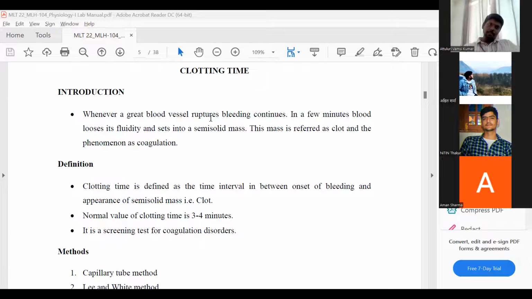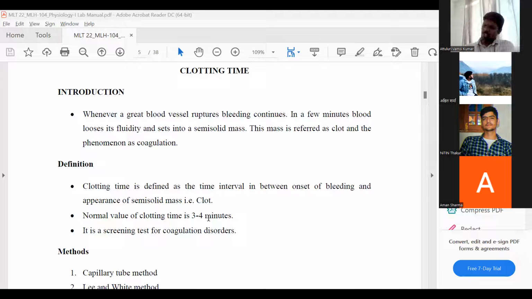When a great blood vessel ruptures, bleeding continues. In a few minutes, blood loses its fluidity and sets into a semi-solid mass. This mass is referred to as a clot, and the phenomenon is called coagulation. Clotting of blood is called coagulation, by the way. So, the definition: clotting time is the time interval between onset of bleeding and the appearance of a semi-solid mass, i.e., clot. The normal value of clotting time is 3 to 4 minutes. It will be greater than bleeding time, keep in mind. It is a screening test for coagulation disorders.